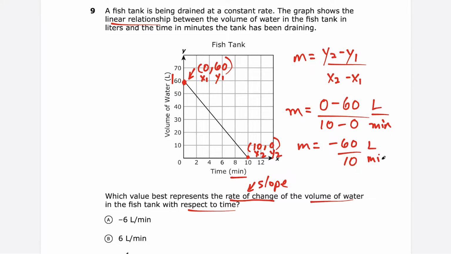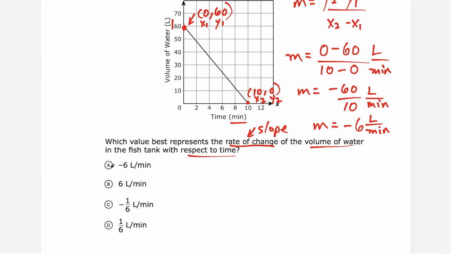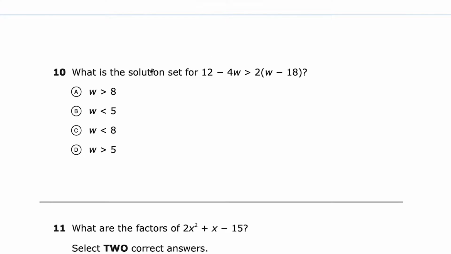And for this, if we have everything simplified at the end, the slope is going to be -6, and we have liters per minute. Okay, so now we just scan the answer choices here, and this is going to match up with choice A. Question 10, we want to know what is the solution set for this inequality.